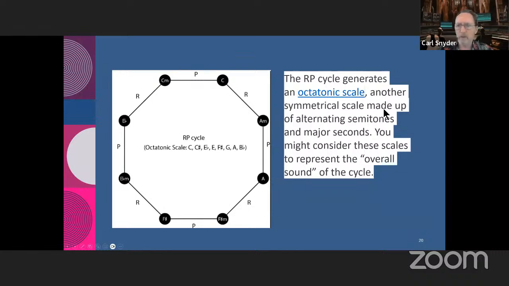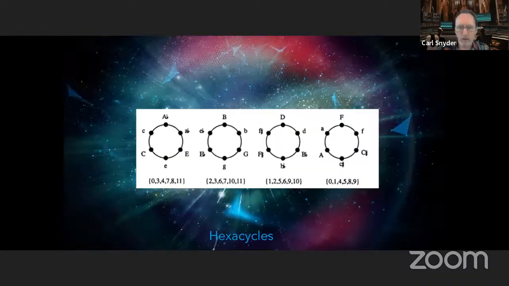And as Mike knows, it's another symmetrical scale made up of alternating semitones and major seconds, as Stuart knows as well. You might consider these scales to represent the overall sound of the cycle. So here's a picture of them. Just like with other symmetrical chords, like the augmented and the diminished chord, there's only a limited number of them. Augmenteds, there's 3. With hexatonic cycles, there are 4 possible ones. That covers all our 12 notes. And there's a picture of them.